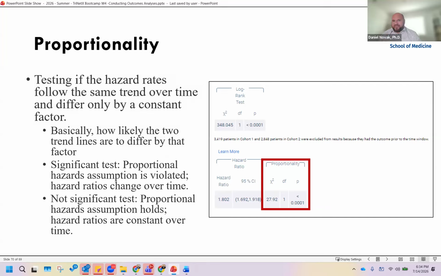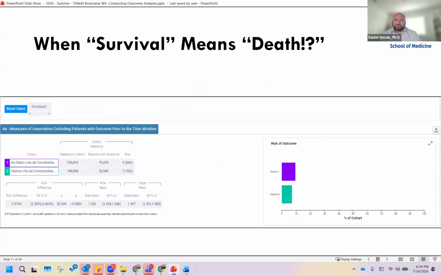If it's violated, if it's a statistically significant outcome, it means that there's some other factor influencing these outcomes over time than the ones that you are looking at. If the test is not significant, the proportional hazards assumption holds, and hazard ratios are constant over time. That's one of the assumptions of the Cox proportional hazard ratio, that you don't wind up with more risk over time. However, that can happen with things like a heart defect: the longer you live with it, the more your risk accrues over time.